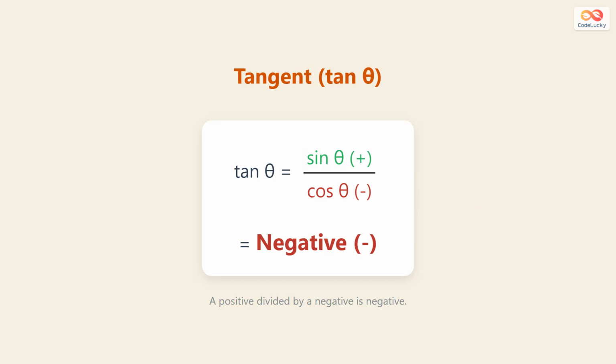Tangent is defined as the ratio of sine divided by cosine. Since sine is positive and cosine is negative, we are dividing a positive number by a negative number. The result is always negative. So, tangent is negative in quadrant 2.